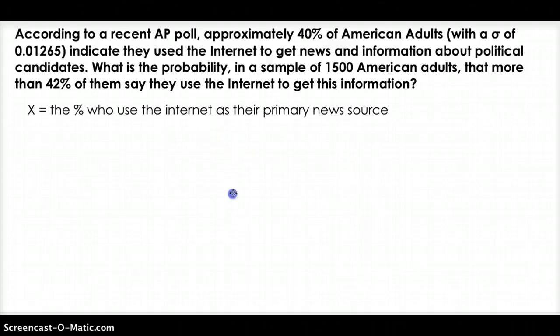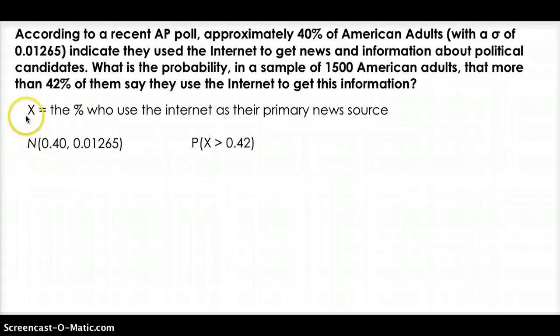So the first thing we want to do is identify our random variable. We are interested in the percentage of people who use the internet as their primary news source, so we're going to identify that as random variable x. Then we're going to identify our normal distribution. The normal distribution is what we use to solve continuous random variable problems. So this really is a review of what we did in Chapter 2.